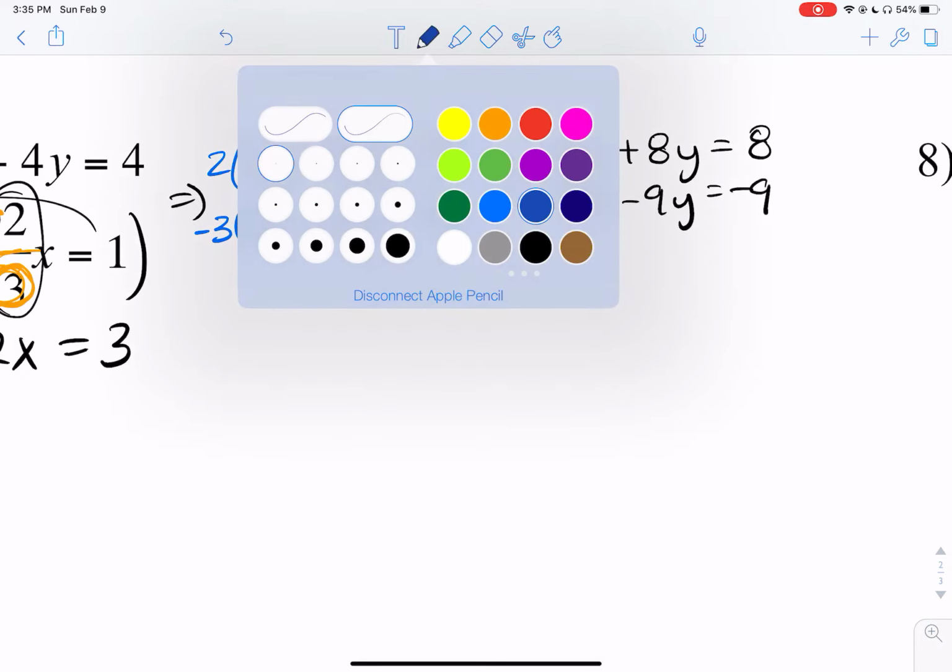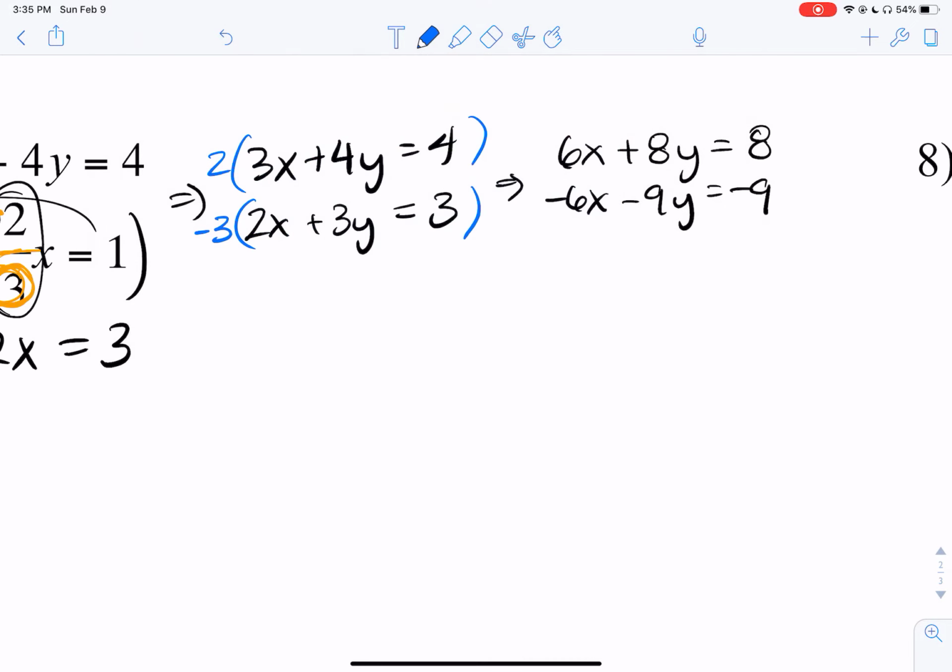Again, as you see, the important thing here is multiplying by that negative also, because without that, these two things would not be opposites. But now that they are, they eliminate. And adding everything else down, I end up with negative 1y is equal to negative 1. So when I divide, the value of y is positive 1.